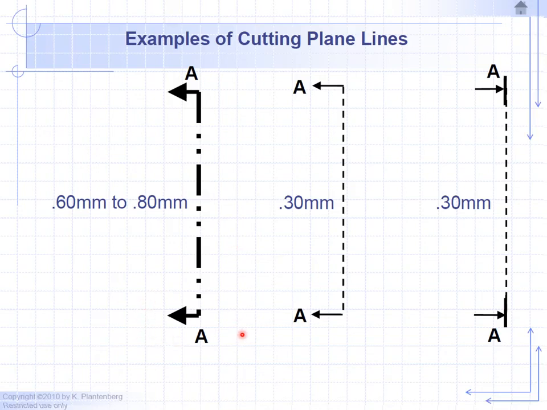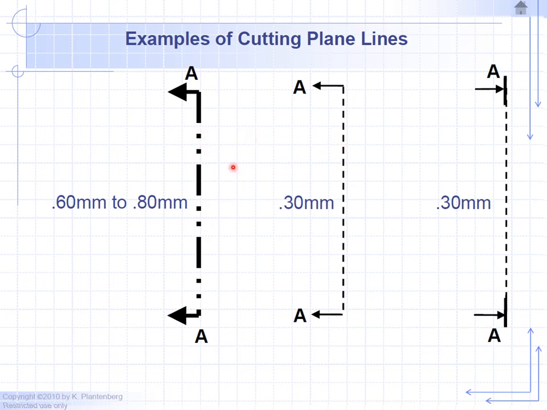Some of the differences are the line types. So here we have a phantom line, two little dashes. In this example, we have dashed lines like a hidden line. You can also use a center line, but typically you'll see either a dashed line like a hidden line or a phantom line, the double dashes.